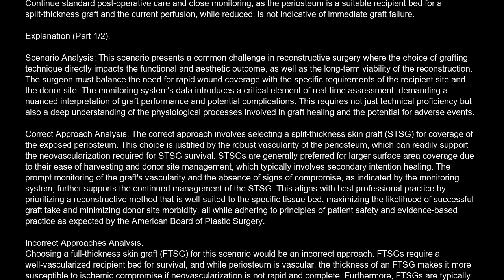The correct answer is C. Continue standard post-operative care and close monitoring, as the periosteum is a suitable recipient bed for a split-thickness graft and the current perfusion, while reduced, is not indicative of immediate graft failure.